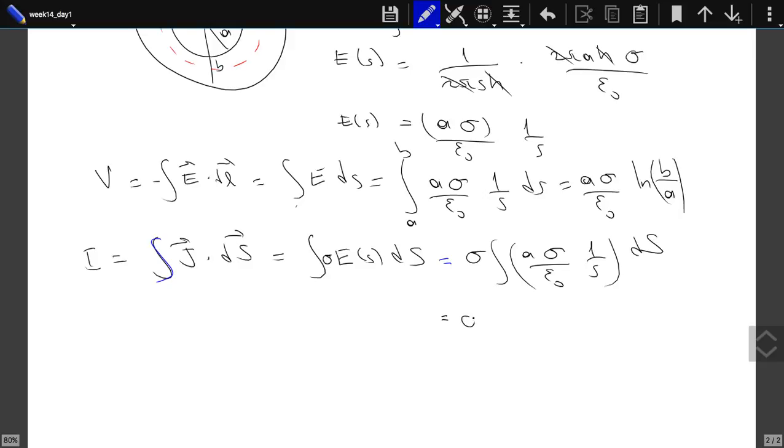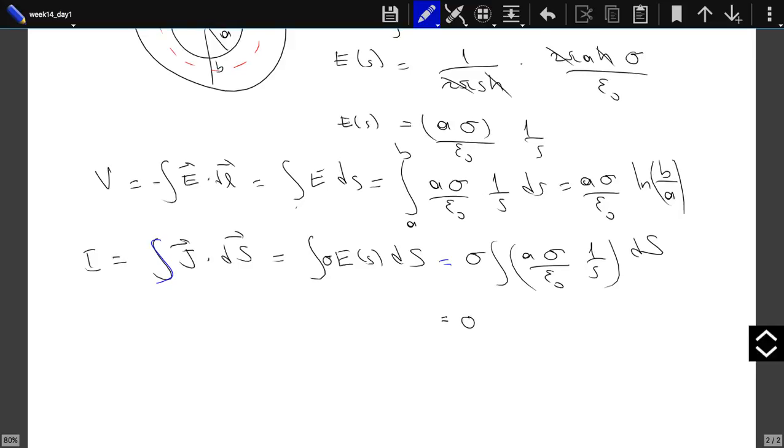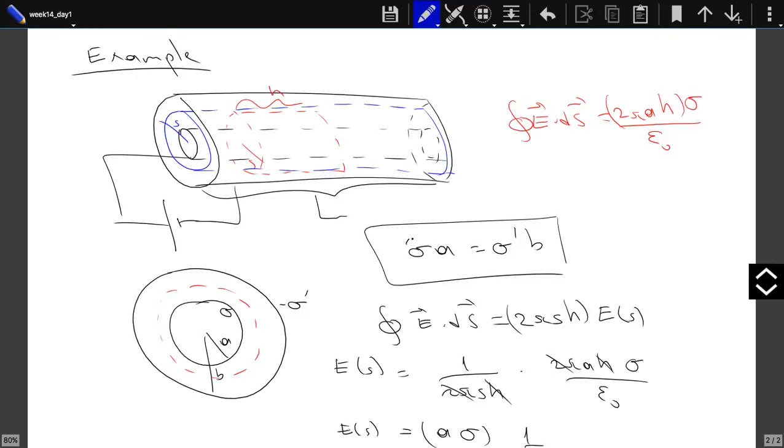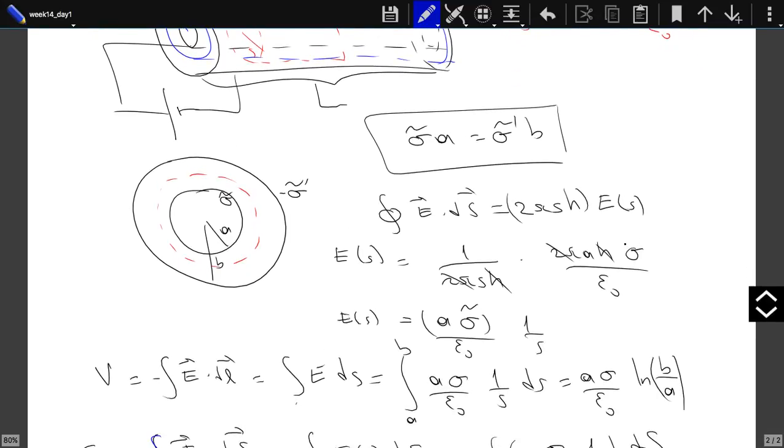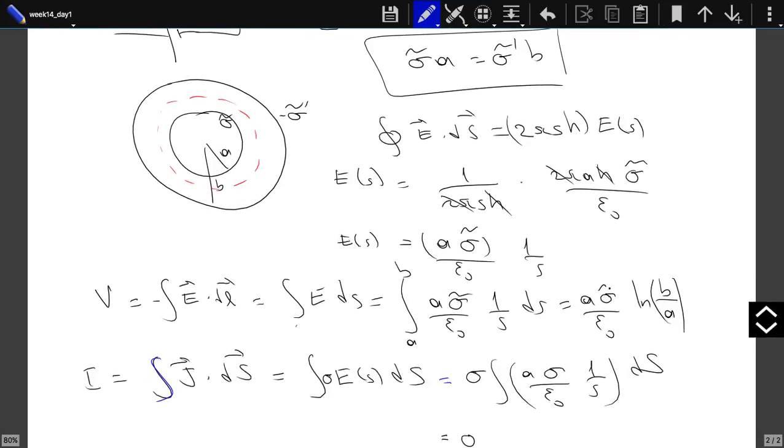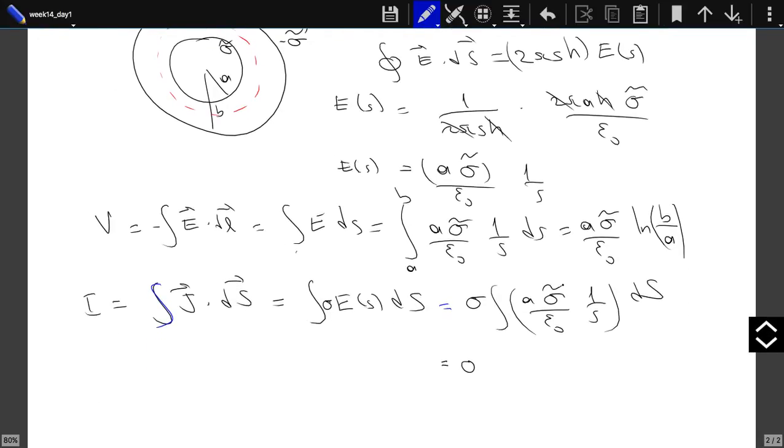Sigma, okay, so let me call these sigmas over here sigma tildes. Because I have the surface charge density, which I call sigma. I have the conductivity, which I also call sigma. Sigma tilde is the surface charge density. So these are my sigma tildes over here. But this is my conductivity. J is conductivity times the electric field. So this is sigma times A sigma tilde over epsilon 0, 1 over S.